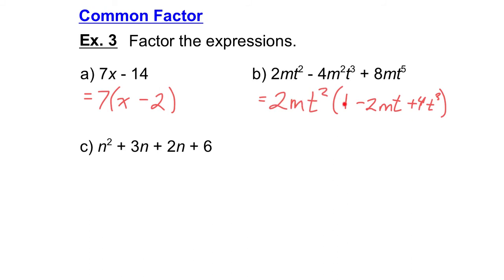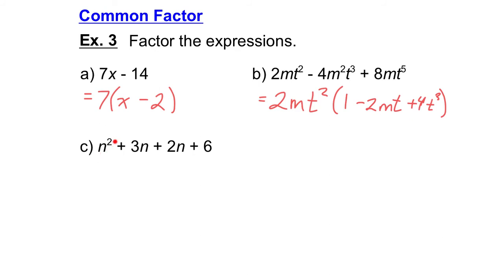2mt squared times 1 gets me 2mt squared. 2mt squared times minus 2mt, well, 2 times minus 2 is minus 4, m times m is m squared, t squared times t is t cubed, so I've got the second term. And lastly, 2 times 4 is 8, m stays m, t squared times t cubed is t to the 5. So I've got my factored form of the expression.